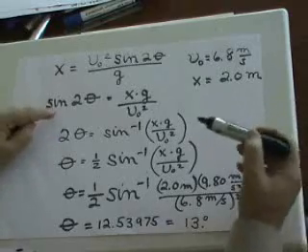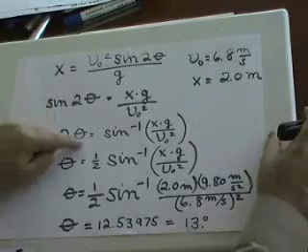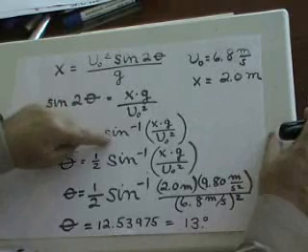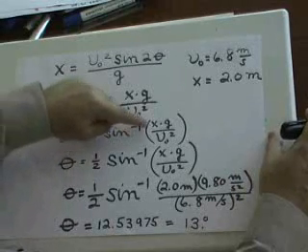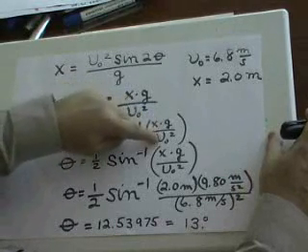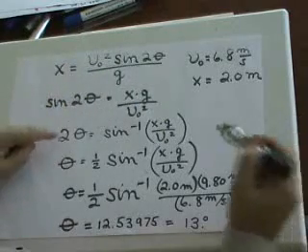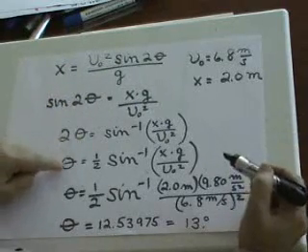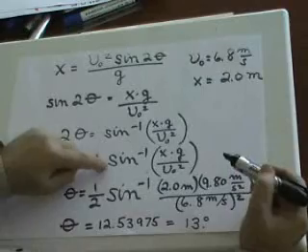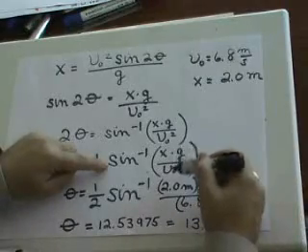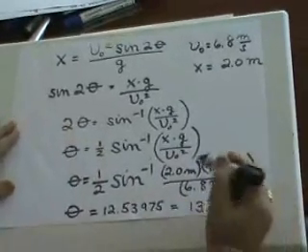And we can take the inverse sine to get 2 theta equals sine inverse of x times g over v0 squared. Dividing out by 2 here, we get theta equals 1/2 inverse sine of x times g over v0 squared.